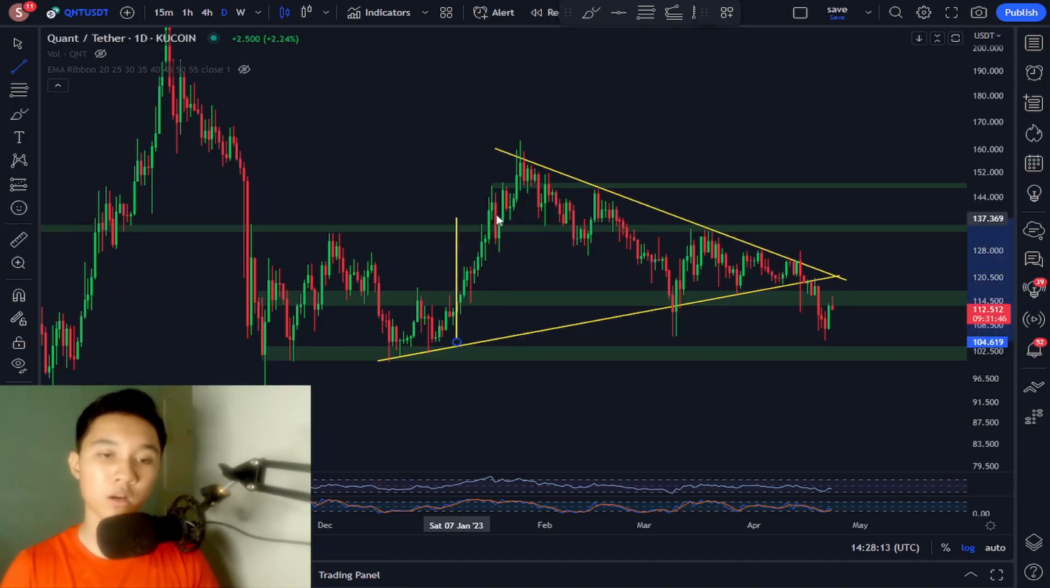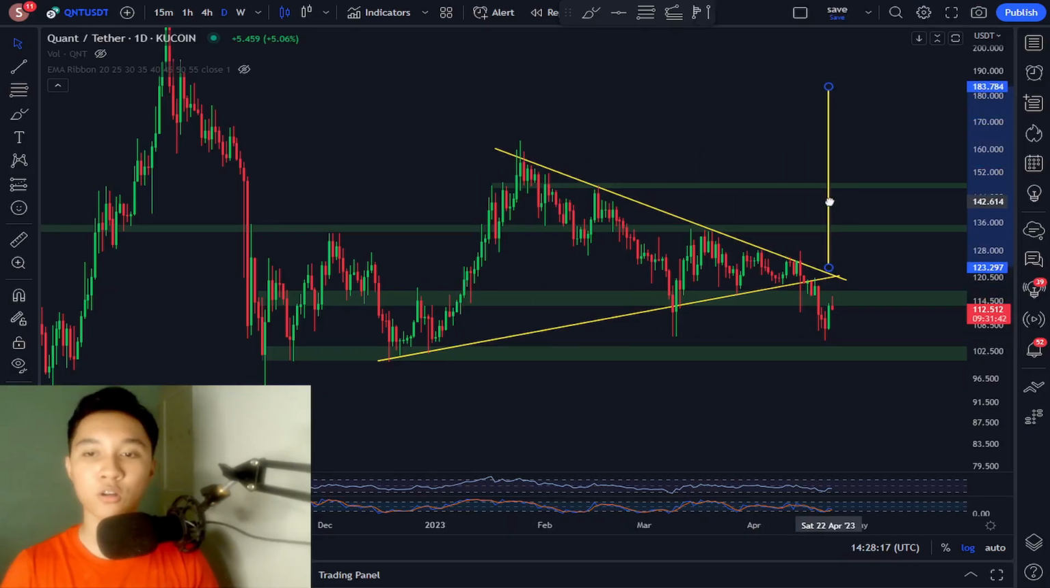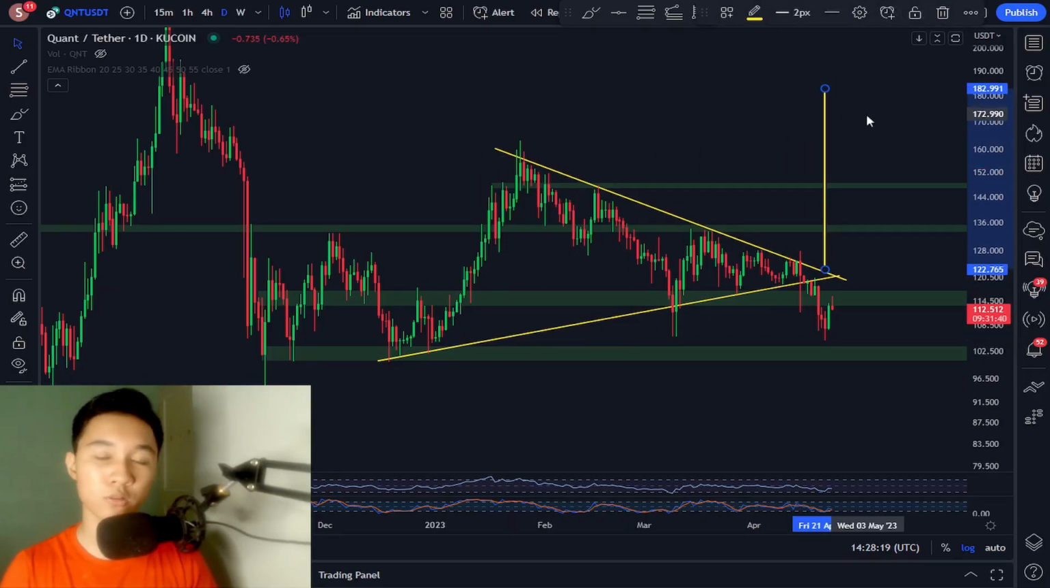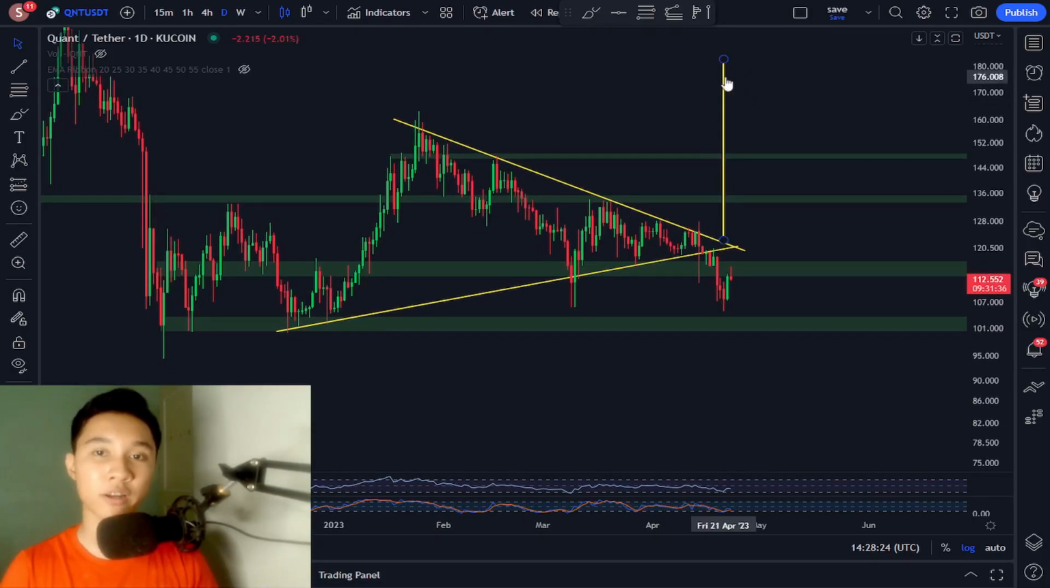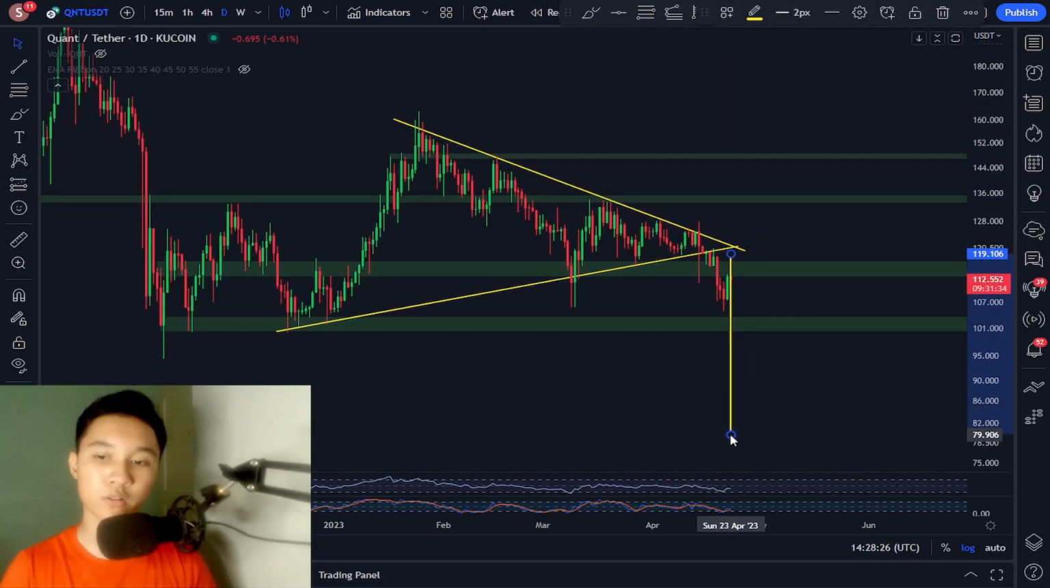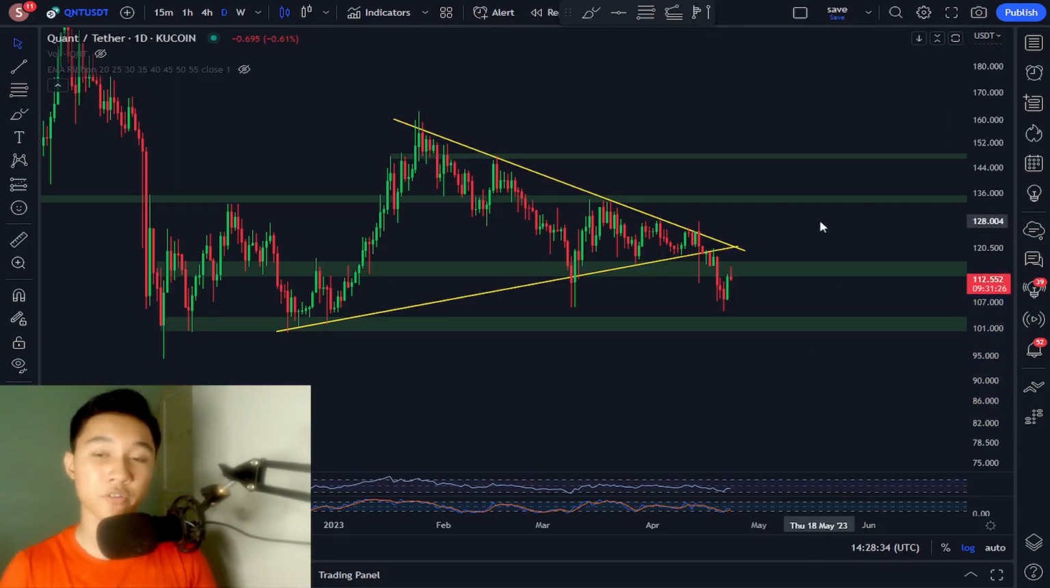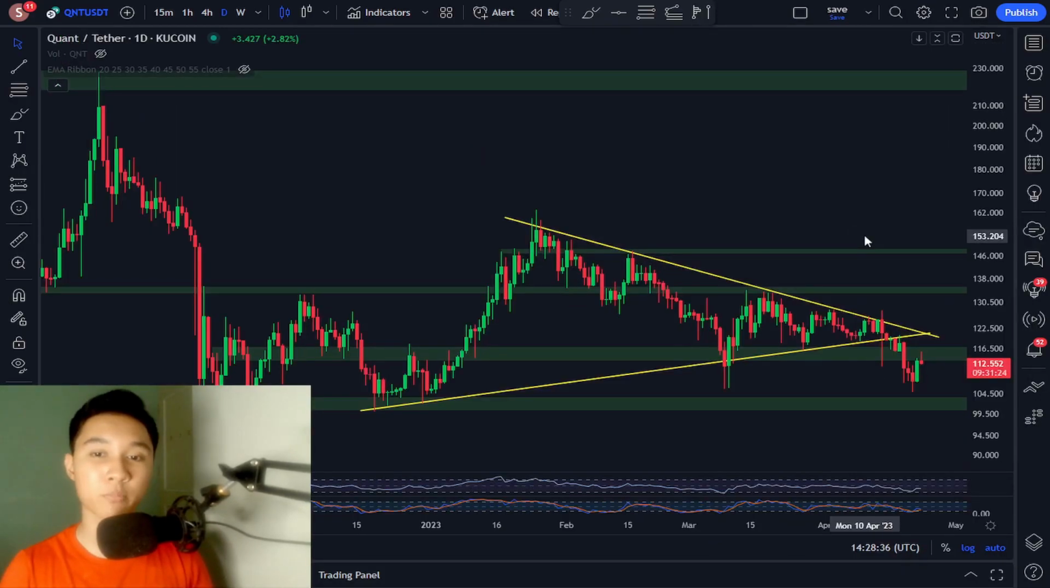So if we do break above the triangle, I mentioned that there's a chance that we could pump to a price target of 180 US dollars. However, if we do break below the triangle, then we could see a price target of 80 US dollars. Obviously, it isn't 100% guaranteed. I'm not saying it is guaranteed to happen, but again, those are the respective targets of the symmetrical triangle. Now, right now we have broken below the triangle.